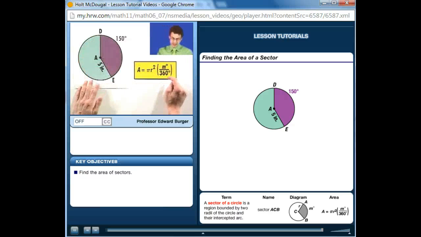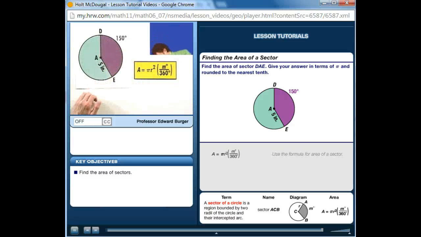So for example, here, suppose that we want to find the area of the purple sector, sector DAE. How would we do that? Well, we would just find out what fraction of the area we should consider. It's not a really big deal. So if you want to find the area of sector DAE, purple, that would equal pi r squared.